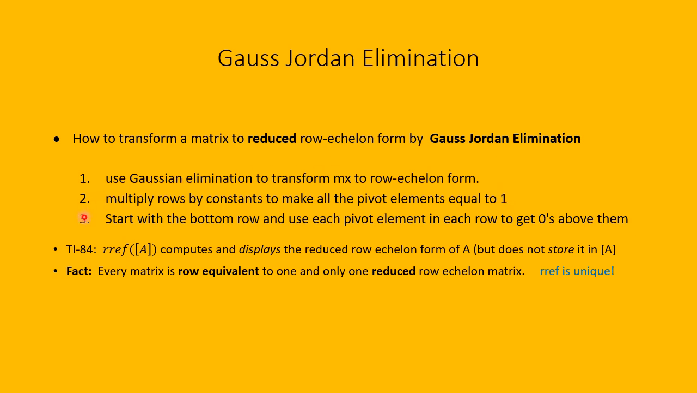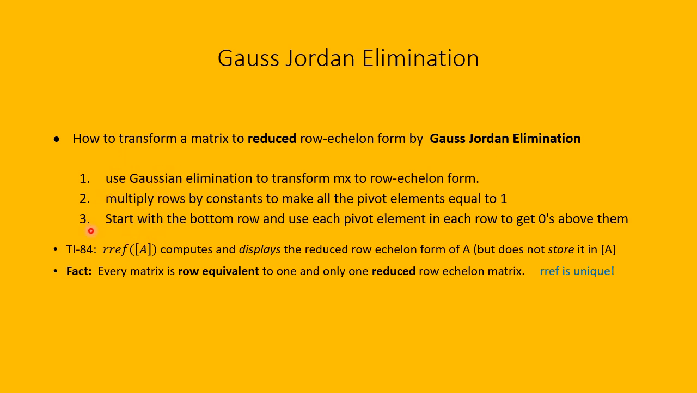Then we'll go through a process row by row. We'll start with the bottom row, at least the bottommost row that has a pivot element, and use the pivot element to get zeros above it. Now, we will see an example of this in a minute.